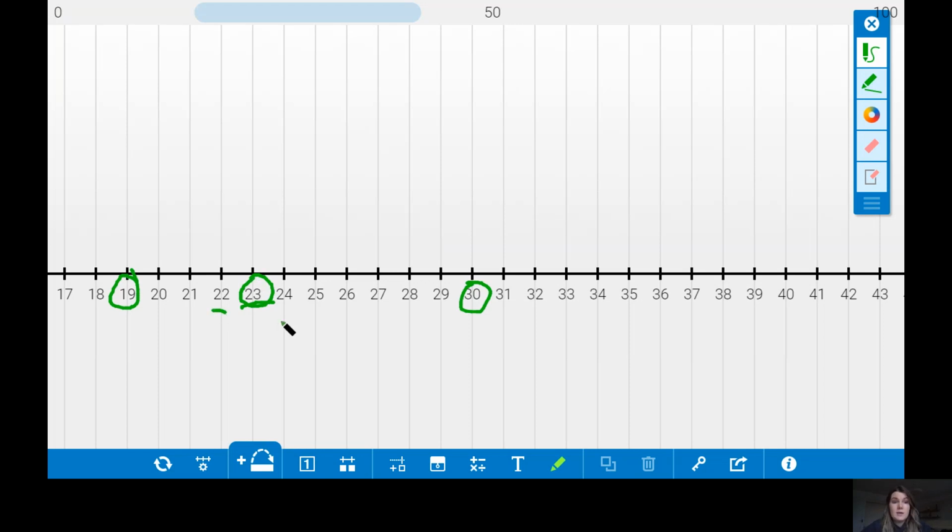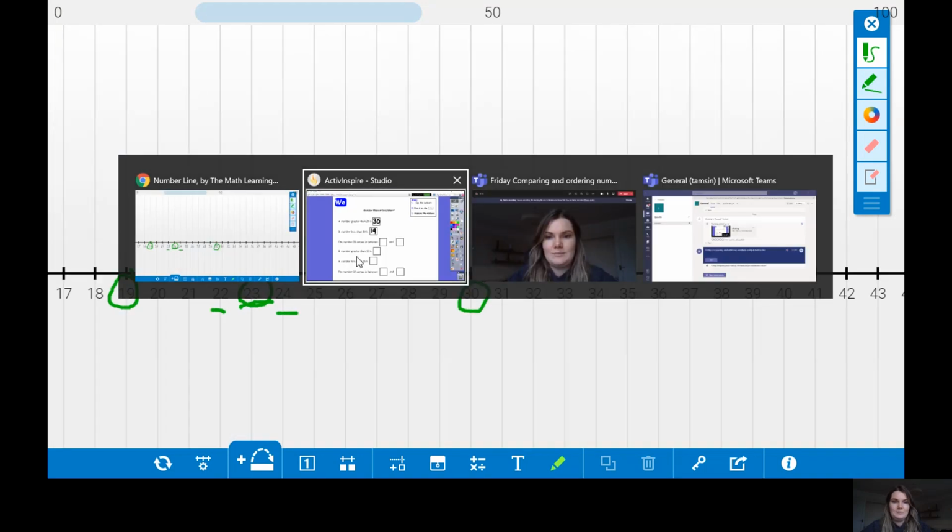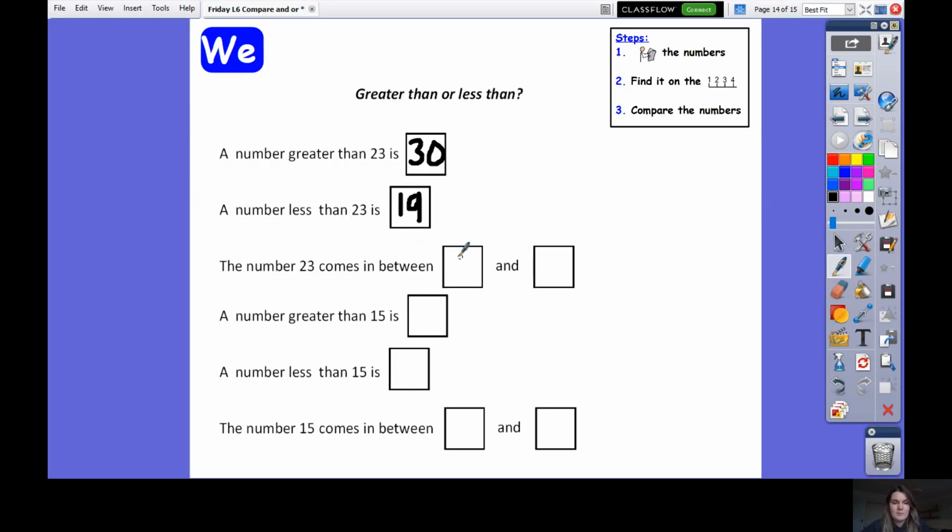22, well done. And what's the other number? 24, well done. So the number 23 comes between 22 and 24. Well done. Okay, let's see if you can do this one.